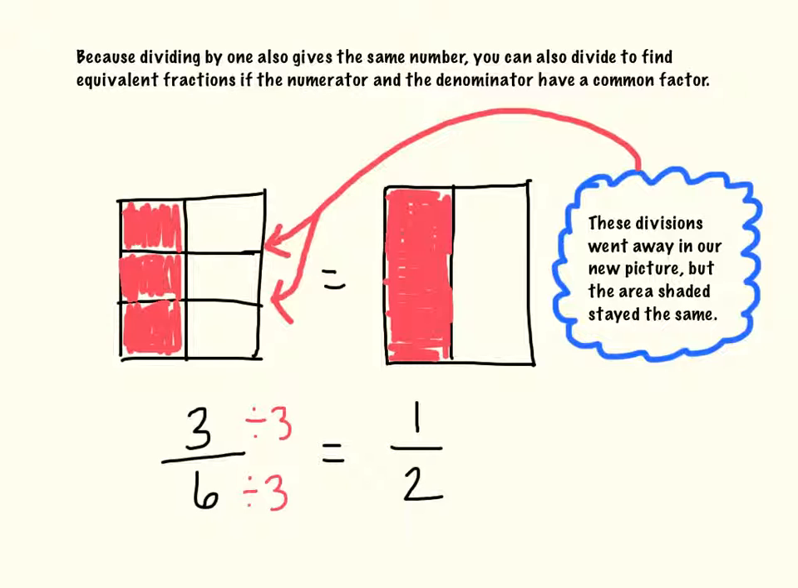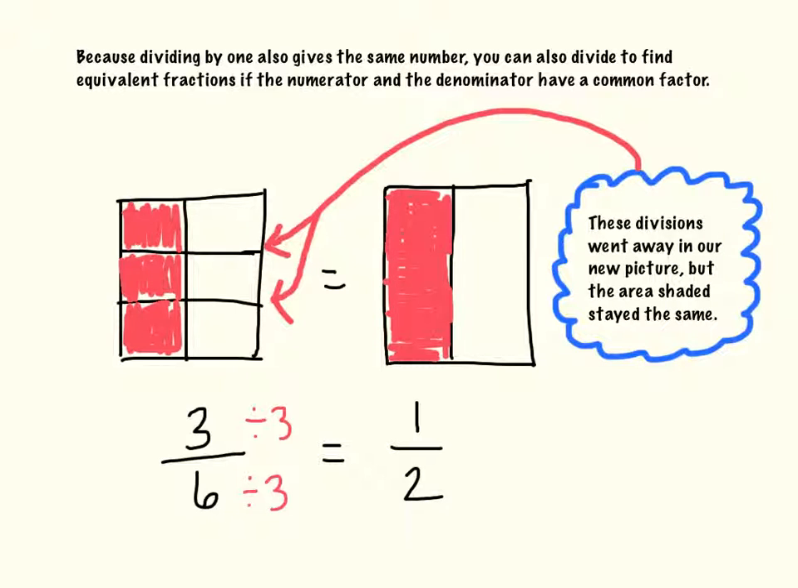So actually what we can do here is we also can divide to find equivalent fractions. And that's because dividing by 1 is also giving us the same number. We know that 7 divided by 1 is 7 and 1,000,000 divided by 1 is 1,000,000. Whatever we divide by 1, we're going to end up with the same number.